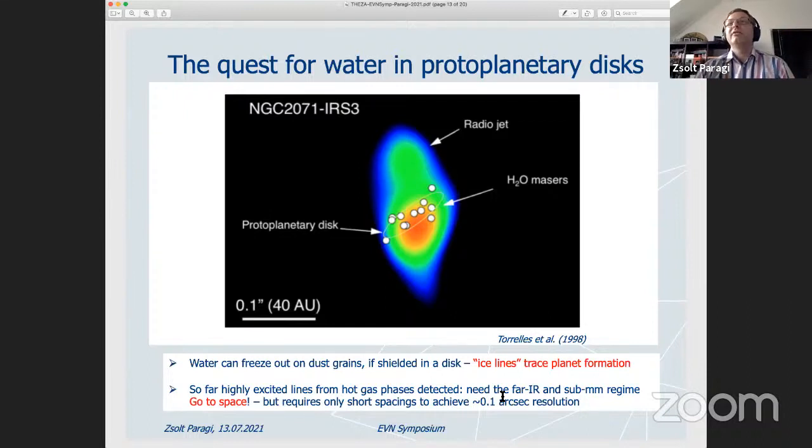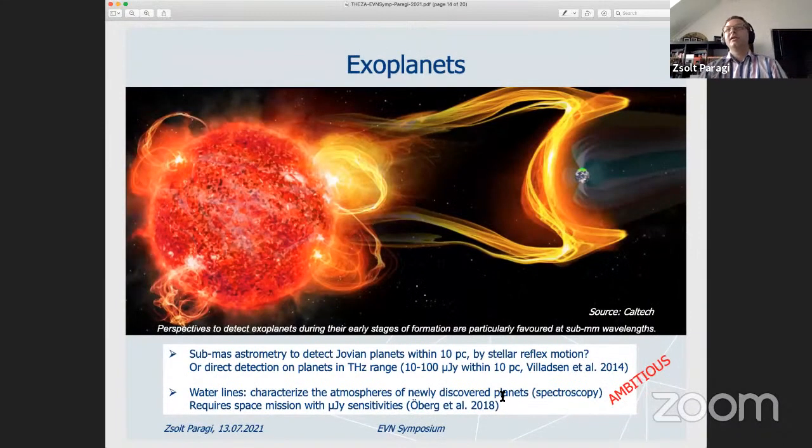Now, what kind of water lines do you detect? You can study the various phases of the gas, but for this you also have to go to space because of the high frequencies. Unfortunately, these are very extended, so you don't actually need the resolution of a space interferometer. You could possibly detect exoplanets, so these are becoming more and more ambitious goals, of course, but just an idea. I will not go into the details here.